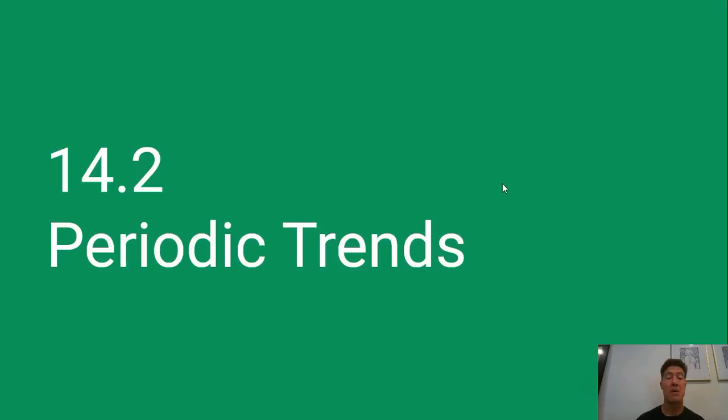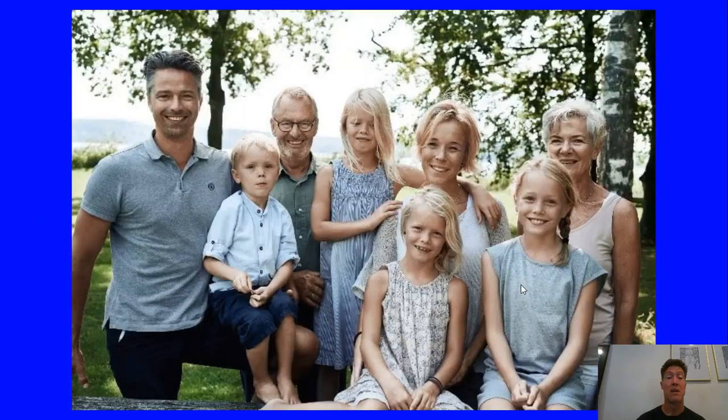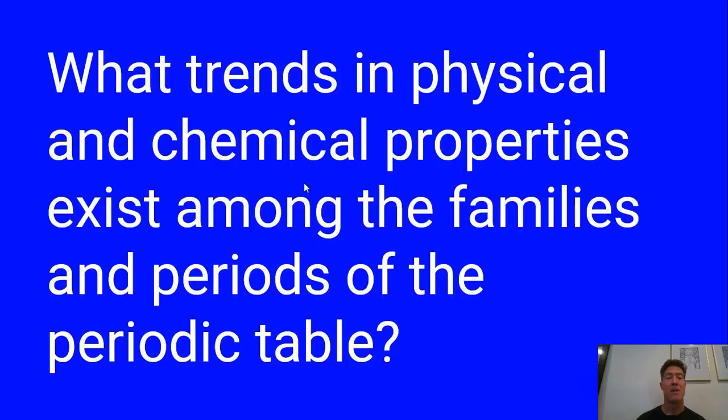Now let's get to some periodic trends. These are overall trends that we should be able to identify in the periodic table. And just like families have similar physical characteristics, elements in chemical families also have similar chemical and also some physical characteristics. So you look at this family, nice family here. They have the same kind of smile. They all have blonde hair. You can see a lot of similarities.